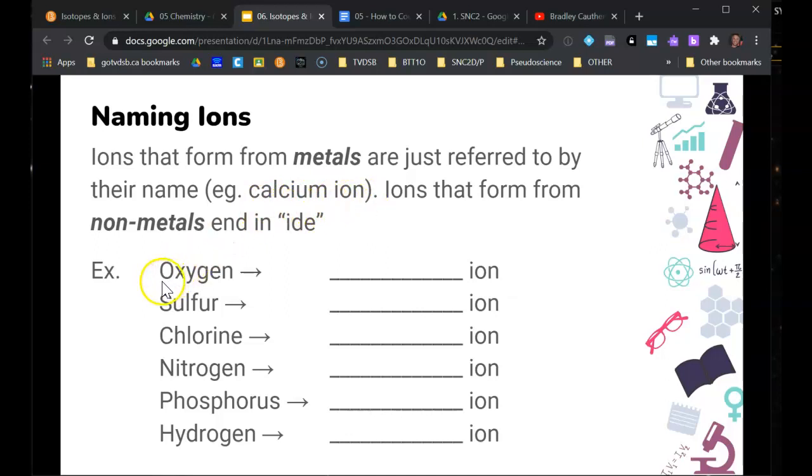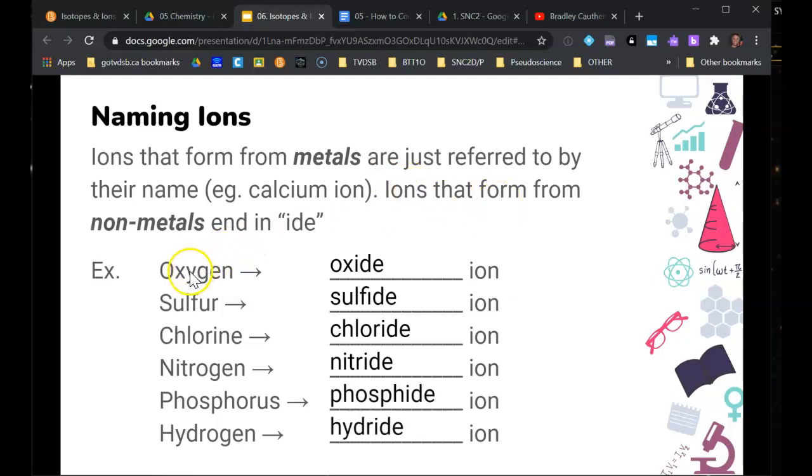Non-metals, we do something a little different. What we do is we take the first syllable and cut off the rest and add IDE. So for oxygen, it's oxide. For sulfur, it's sulfide. Chlorine, chloride. Nitrogen, nitride. Phosphorus, phosphide. Hydrogen, hydride. All right. So the oxygen atom will produce an oxide ion. Sulfur atom, sulfide ion, and so on. So again, metals, it's just the name of the metal with the word ion. For non-metals, it's the first syllable plus IDE, ion.